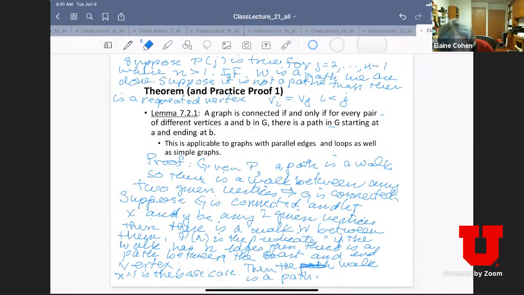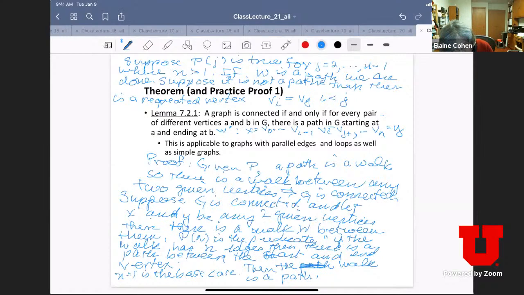We're going to squeeze it in here. Our new walk, we're going to say W prime is equal to X = V0, and then we go all the way up to V(I-1), VI. And then where do we go? We go to V(J+1). Since VJ is equal to VI, we know there's an edge from VI to V(J+1), up to Vn, which is equal to Y. Now that's a walk because we got rid of the loop.